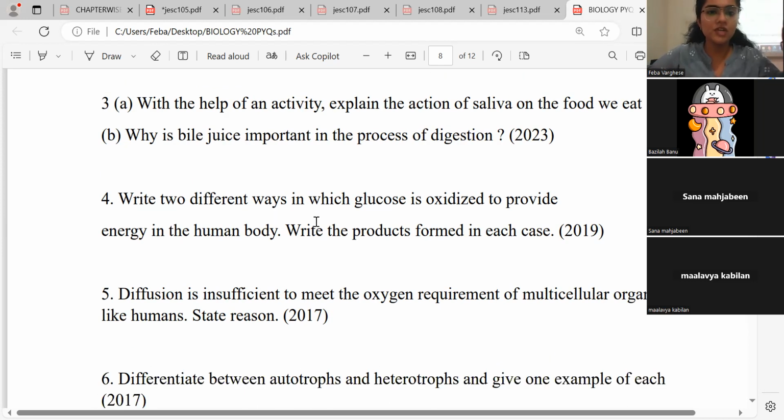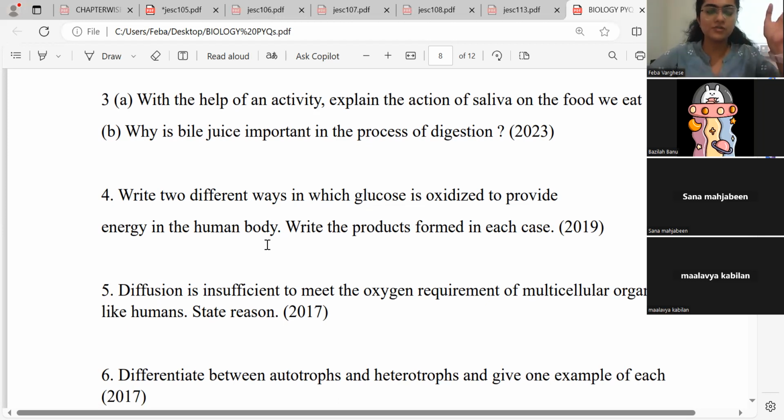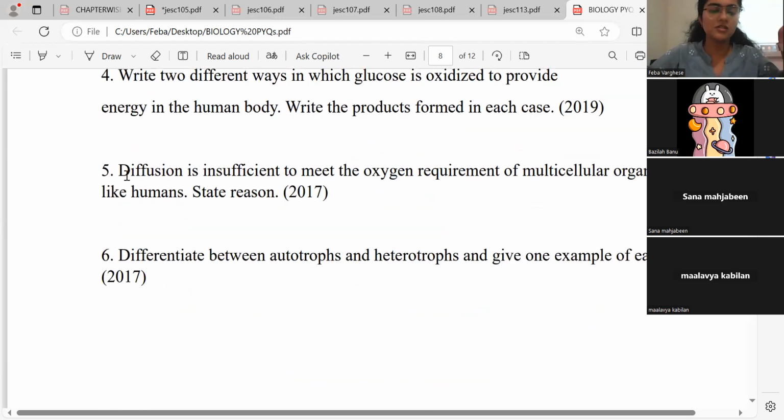Okay. Now fourth one, write two different ways in which glucose is oxidized to provide energy in the human body and the products formed in each case. Two different ways in which it's happening in the human body. Don't write about yeast over here. Okay, so glucose is converted to pyruvate, it can be converted into lactic acid if it's anaerobic. If it's aerobic, carbon dioxide is produced in the mitochondria. That's what you need to write over here. You can use a flowchart to represent it.